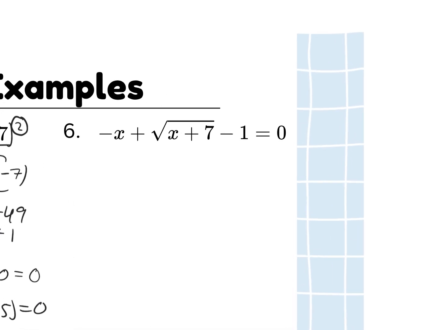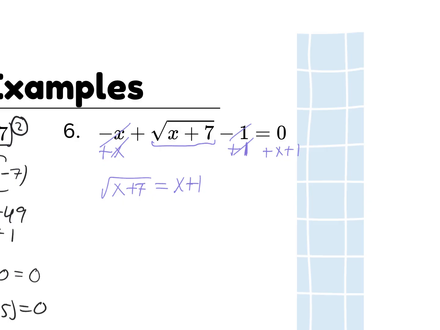Where we want to get this radical by itself, and then we move everything else to the other side. So I need this by itself. To get it by itself, I'm going to add x on both sides, and then I can add the 1, so add whatever's not underneath the radical. And then these are going to cancel out, and I'm left with the square root of x plus 7 equals x plus 1.